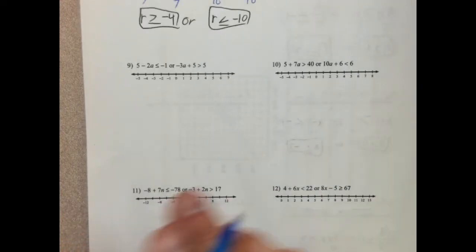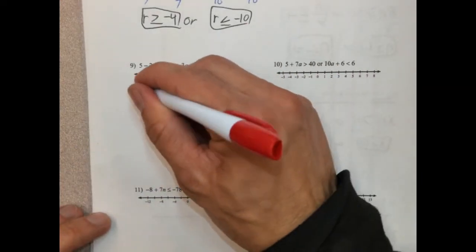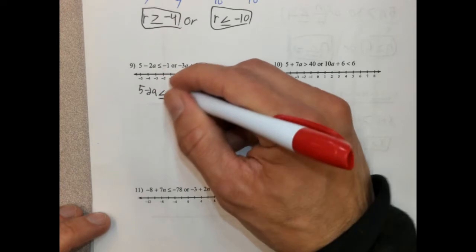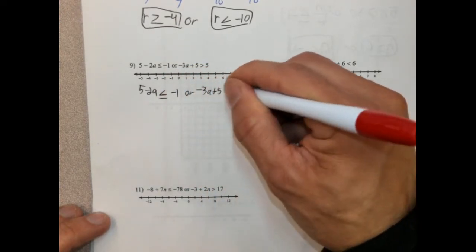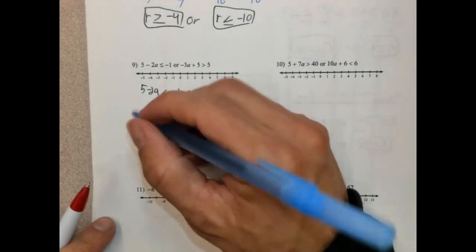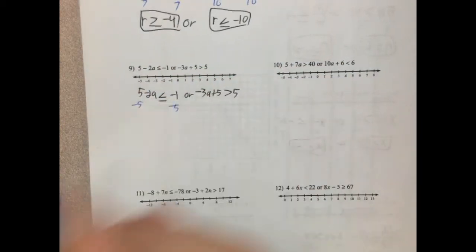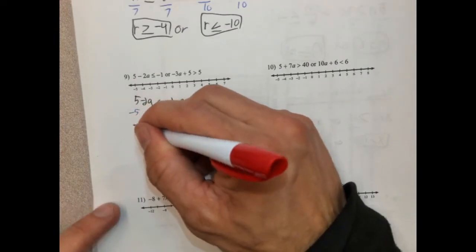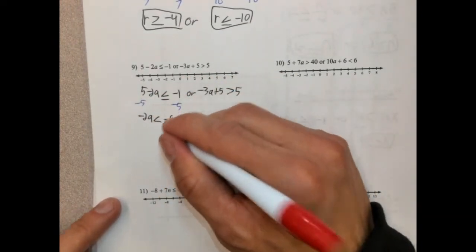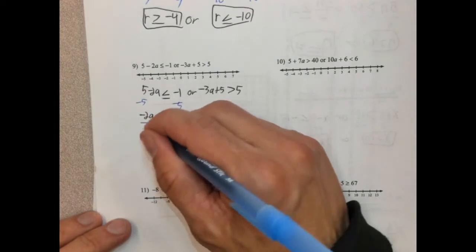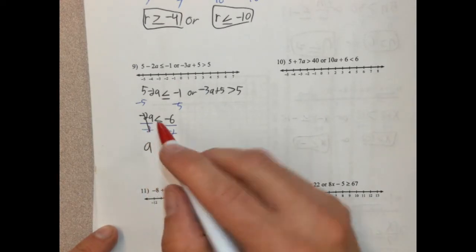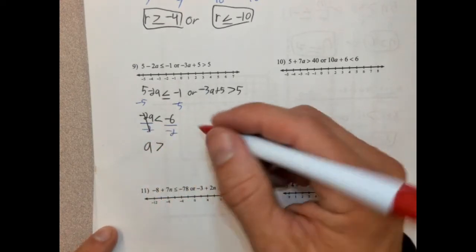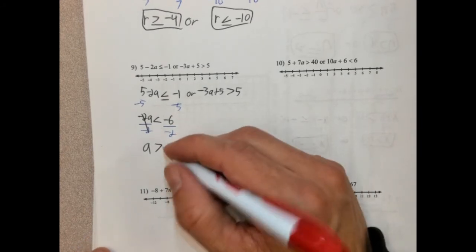Okay. Number 9. We have 5 minus 2a is less than or equal to negative 1, or negative 3a plus 5 is greater than 5. So we're going to subtract 5 from both sides, because that's our constant. So we have negative 2a is less than or equal to negative 6. We're now going to divide by negative 2, because that's our coefficient. Now be careful, we divided both sides by a negative, so we have to change the direction of the inequality symbol. So less than or equal to becomes greater than or equal to. And negative 6 divided by negative 2 is positive 3.